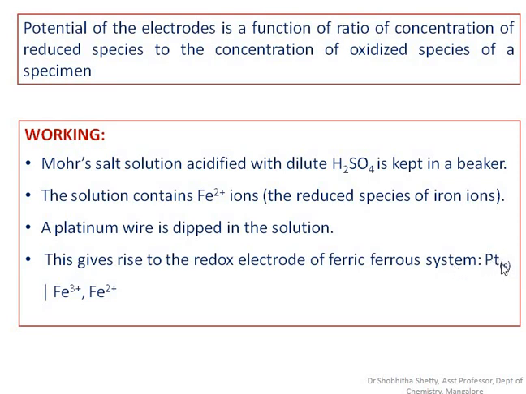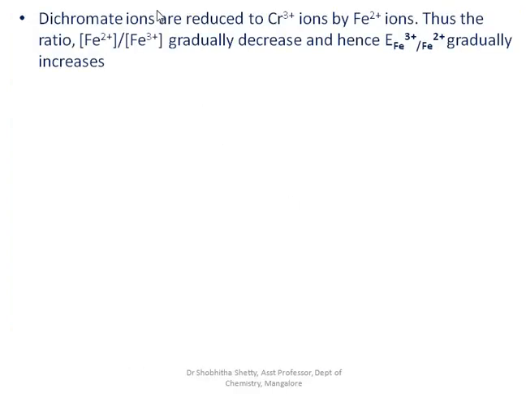That is, platinum is the indicator electrode. Of course, we are also using a reference electrode, the calomel electrode. So now the system is platinum, Fe3+, Fe2+ system. With respect to that, the potential is calculated using the Nernst equation. As we know, E is equal to E naught plus 0.0591 by n log of oxidized species concentration to that of reduced species concentration. So with respect to this system, the potential is calculated based on the concentration of ferric and ferrous ions.